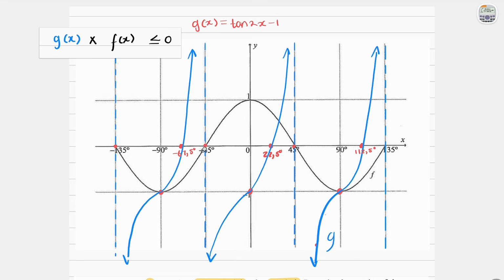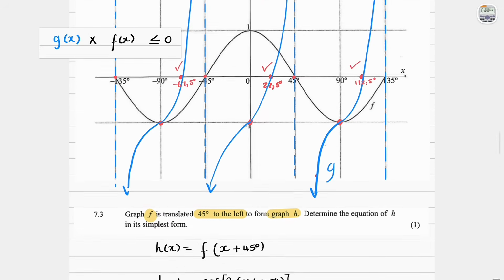And then where else can we take? We can't take negative 45 degrees. There's an asymptote here, and an asymptote here. We can't take those. Now we can focus on the graph of G. Look for the places where it has a y value of 0. So the graph of G has a y value of 0 here. So we're going to definitely take that. Okay. And then here, and then lastly, here. Okay. We've marked all the places where it has a y value of 0.